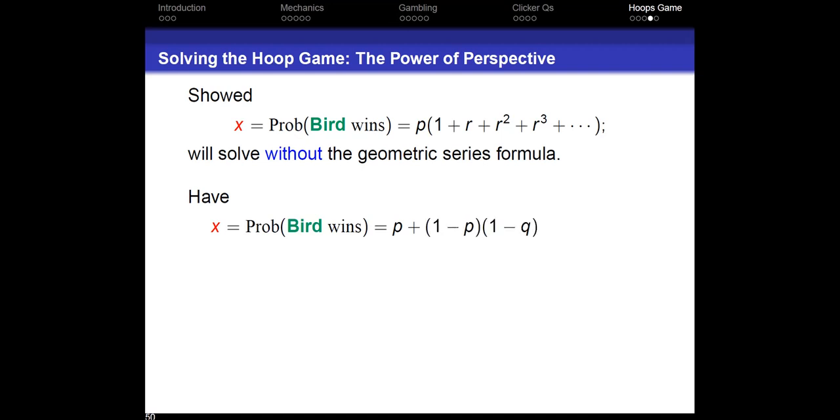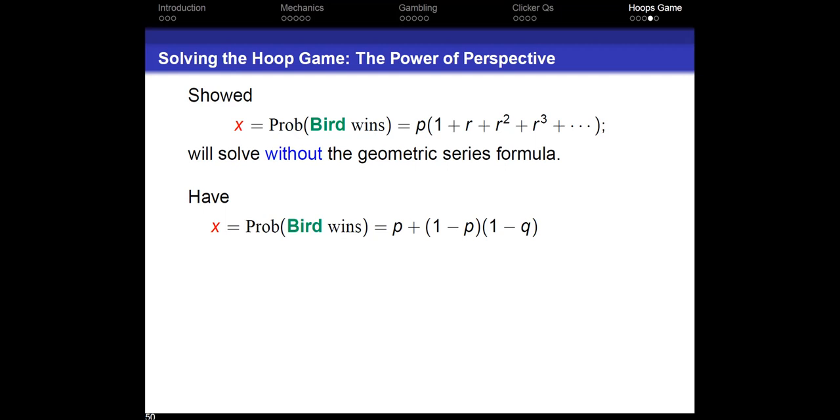Or Bird could miss and Magic could miss. So imagine we're in the situation that Bird and Magic both miss. What is the probability from this point onward that Bird wins the game? So what is it? It's on the board. What is the probability Bird wins from this point on? So they both missed. From this point onward, what is the probability Bird wins? It's what? It's X, right?